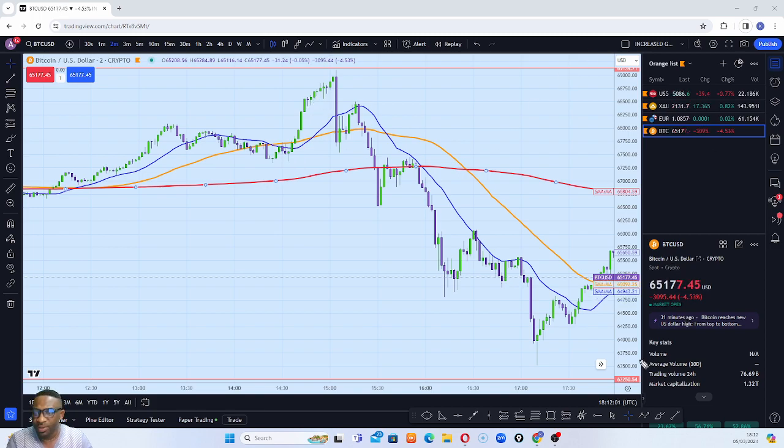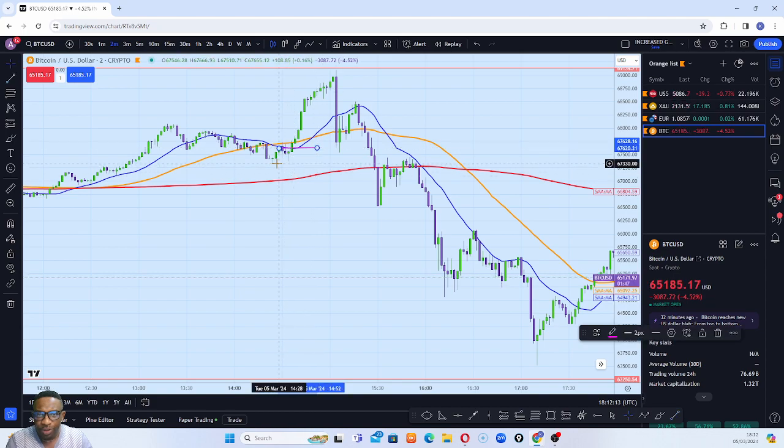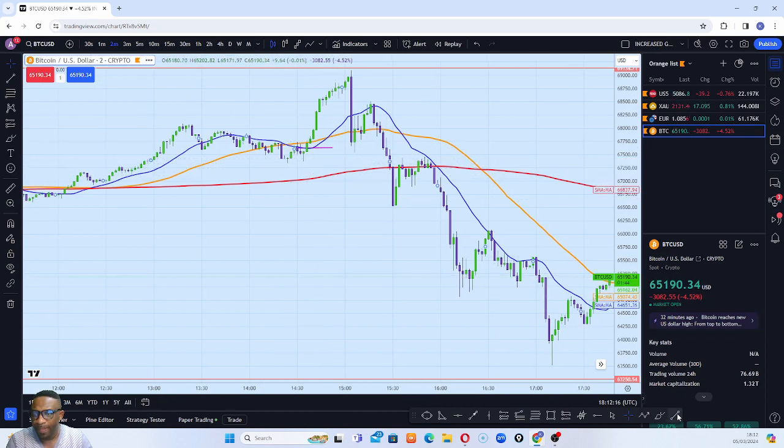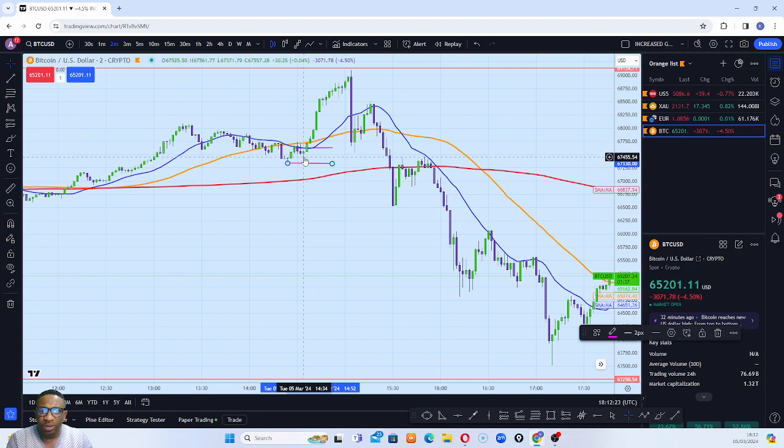Let me use something else here. So you take your position here, you put your stop loss here. So as price gets above your entry level, your entry level is that one, and this is your stop loss.